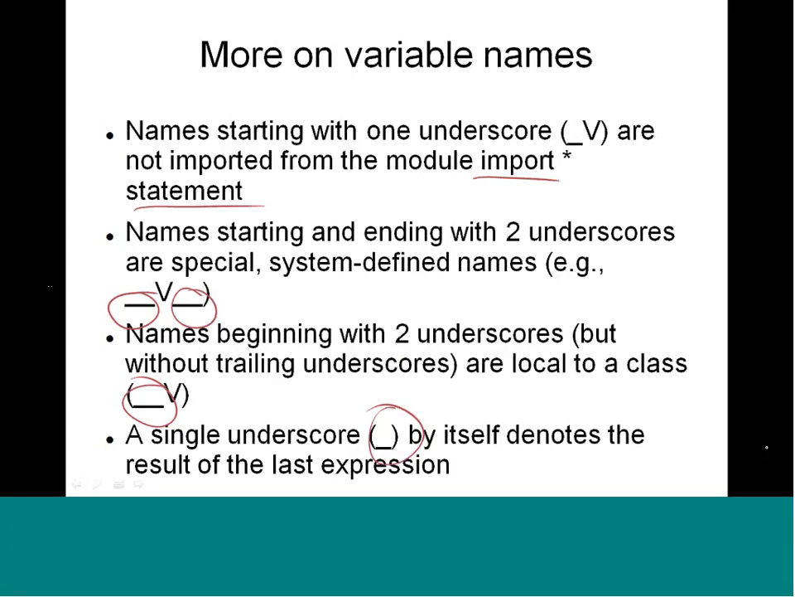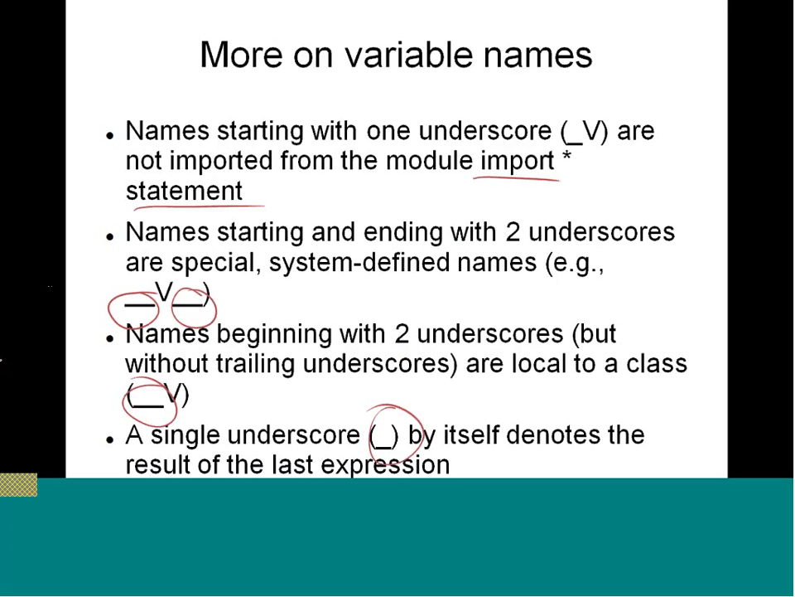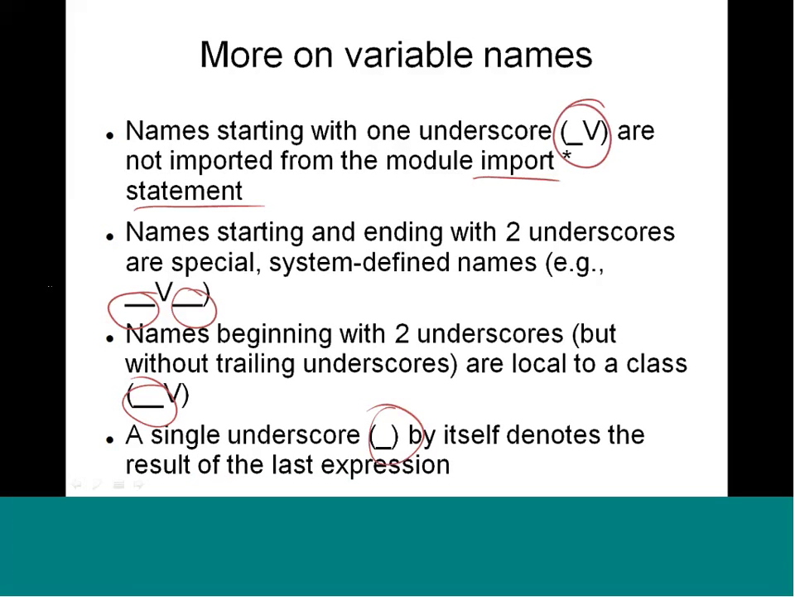We also saw some more rules for the variable names. A single underscore prefix shows that they're not imported from the module import statement. A name starting with double underscore is a special or system defined name, and if names begin with a double underscore without trailing underscores, then it is local to a class. And finally, a single underscore itself denotes the result of the last expression. So as I mentioned, you can use it for functions to return values.